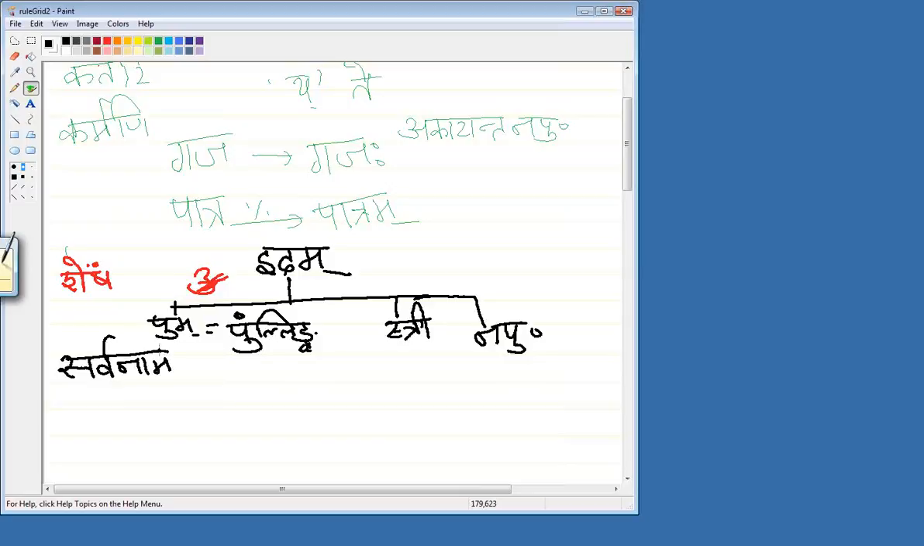Similarly, this idam is also a pronoun. Okay? So when it goes with masculine, it goes as ayam, imau, ime. The form becomes ayam, imau, ime. Now, if you want to find them, where will you look? Let's do one thing. I'll first take you to the index page, okay? So you know the index. Alright? So in the index page, if you go to the Shabda Manjari, what will you find?